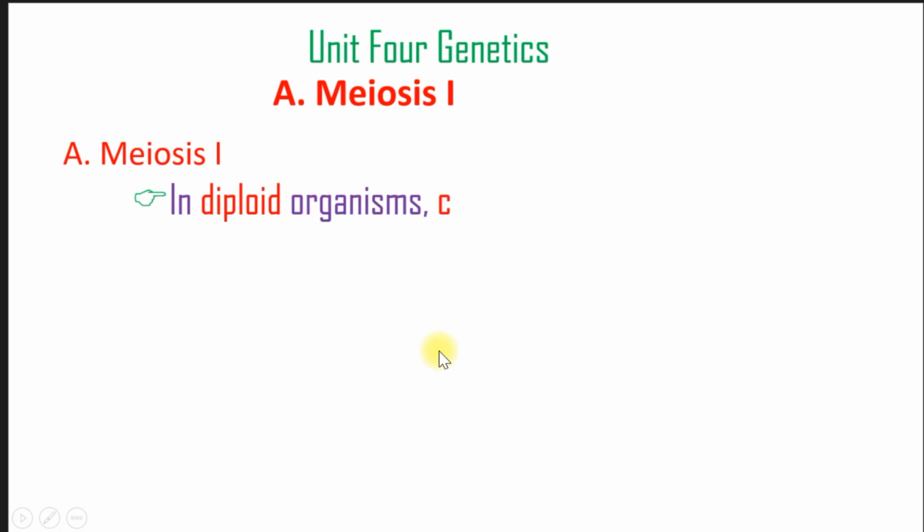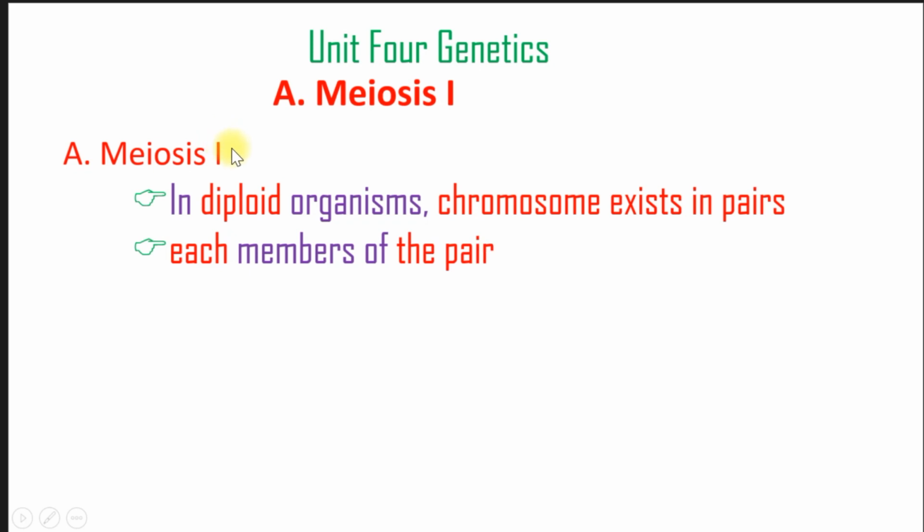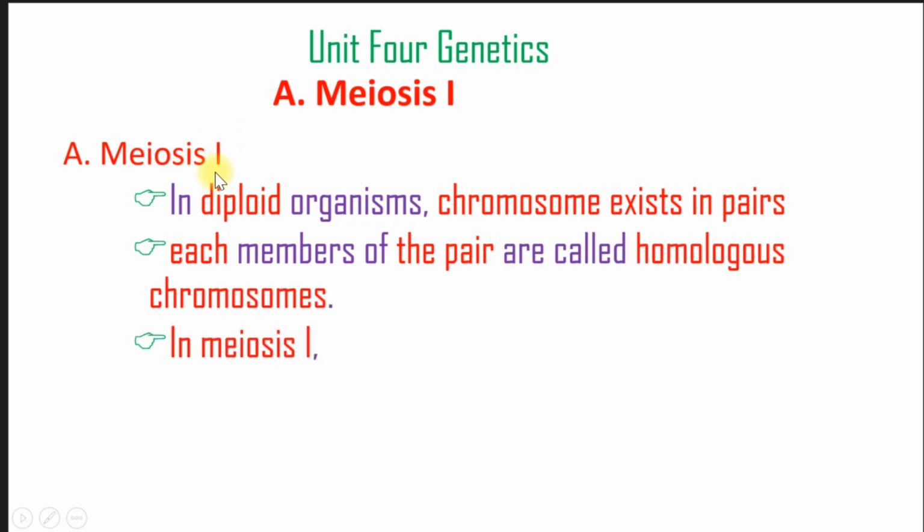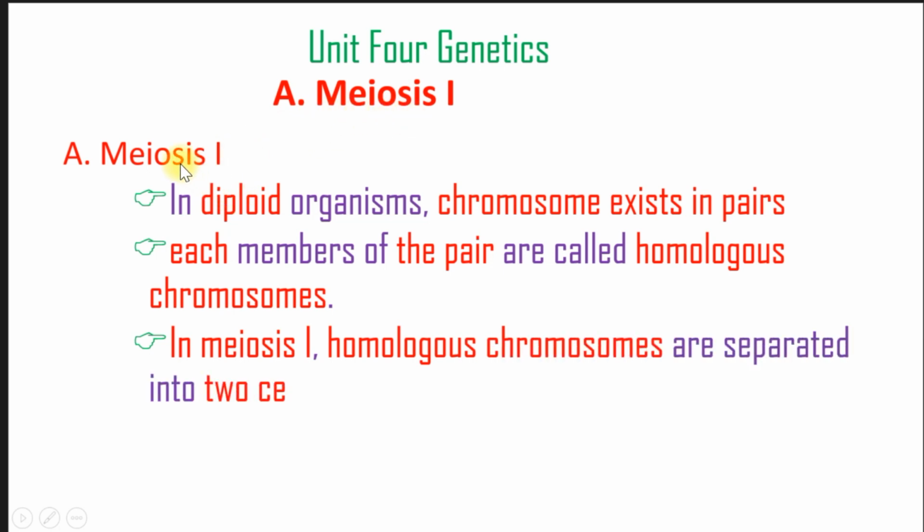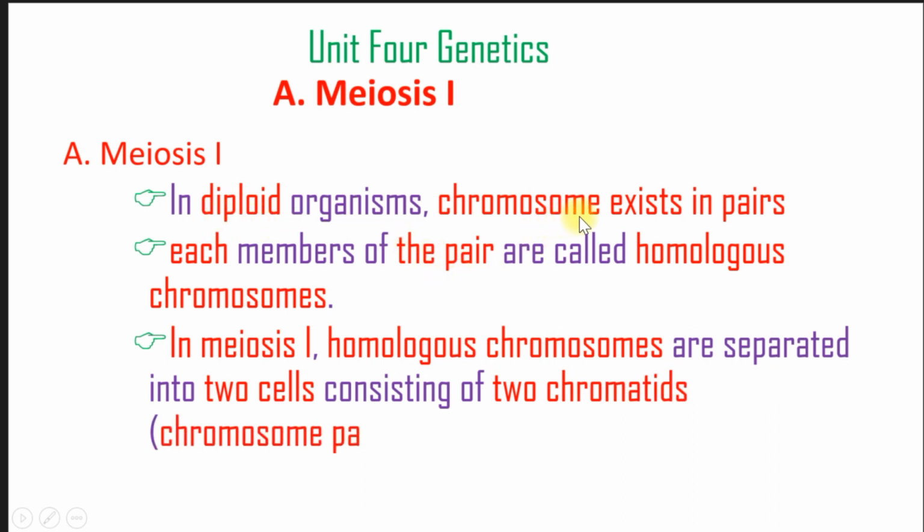So meiosis, as I told you before, has two stages. The first is known as meiosis first, and the second is known as meiosis second. So let's talk about meiosis first. In meiosis first, in diploid organisms, chromosomes exist in pairs.